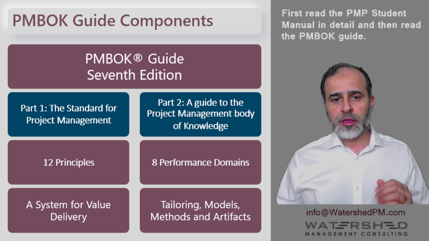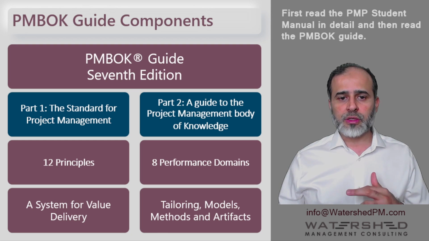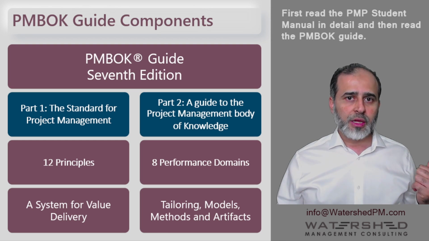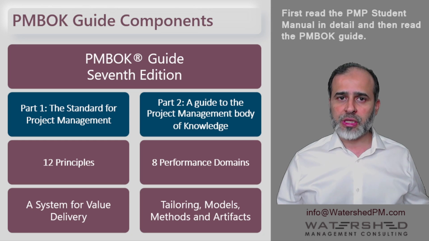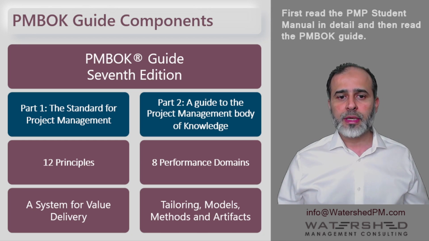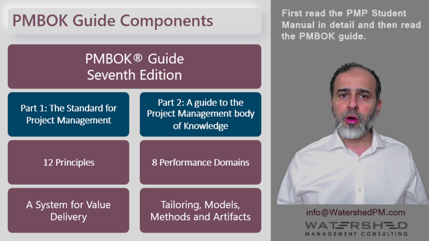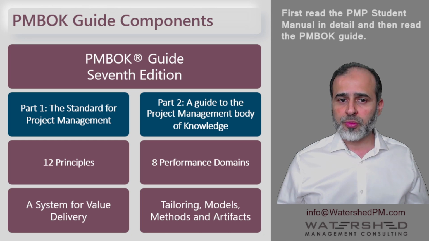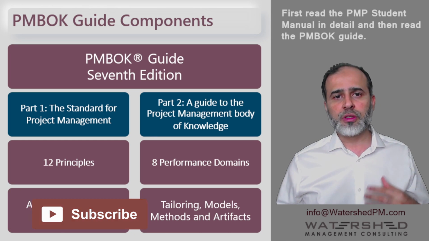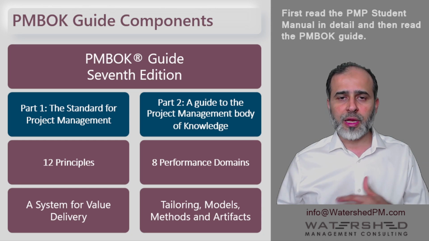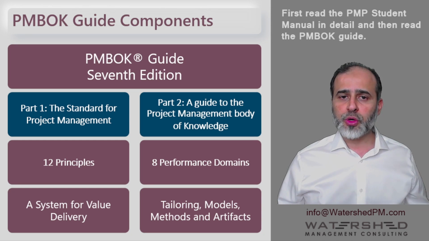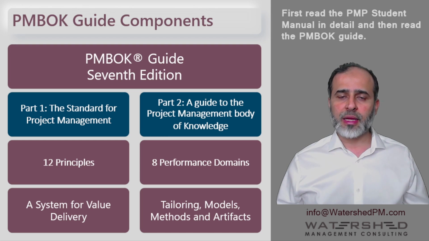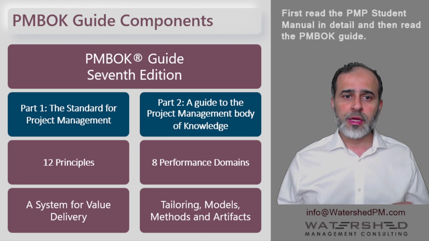And then the models, methods, and artifacts. These are two separate things. So you have models and methods, which is a discussion about all the project methodologies and the project models that you can choose from. And artifacts are all the different documents and the different plans that you would produce throughout your project. So starting from the project charter to the project plan, the scope plan, the project management plan, the stakeholder register, any document or any plan that you produce, including the baselines throughout your project, are all artifacts.